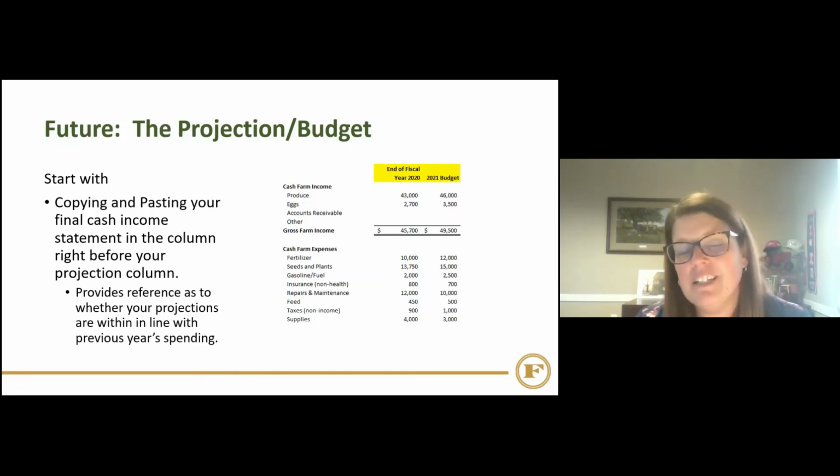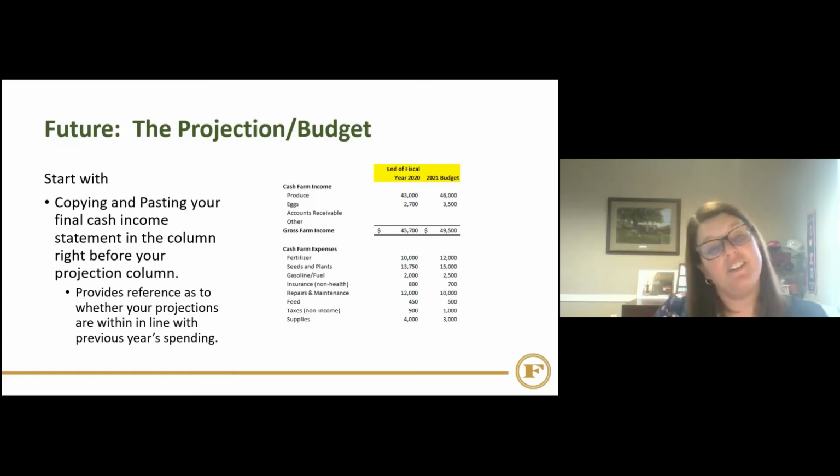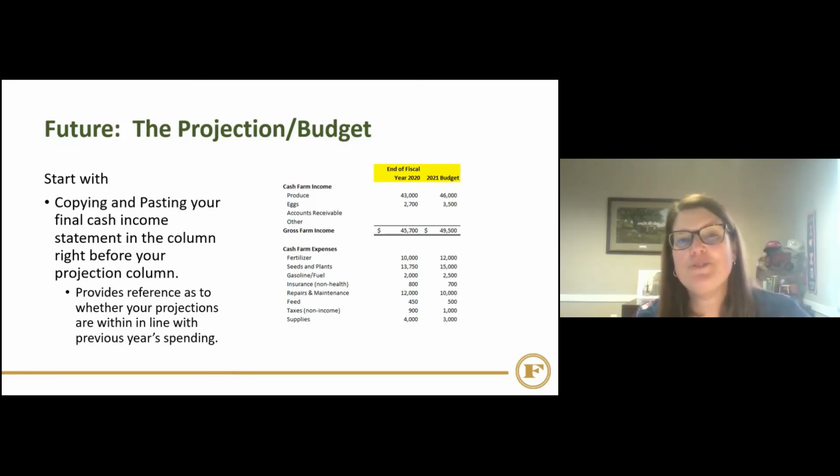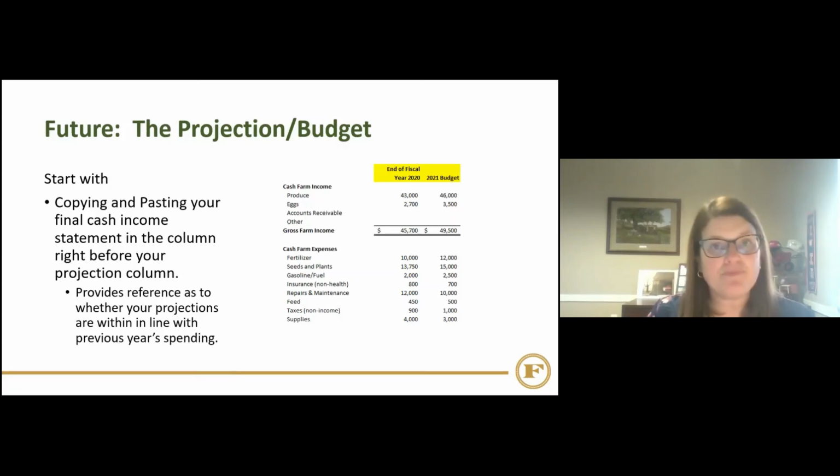And for simplicity's sake, I would just use your cash. Unless your accrual changes greatly, then I would maybe go into the nitty gritty and do it line item by line item to see what you actually need for production. And again, your end of fiscal year 2020 income sheet is just for reference. If you know that you prepaid for a bunch of seed or gasoline or fuel at the end of the 2020 fiscal year, then you might need to lower it for your budget for 2021.